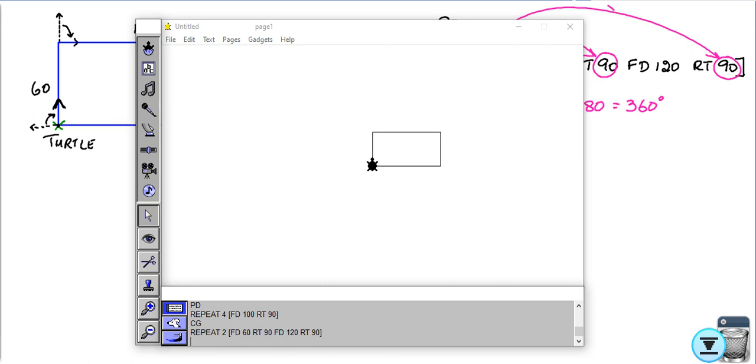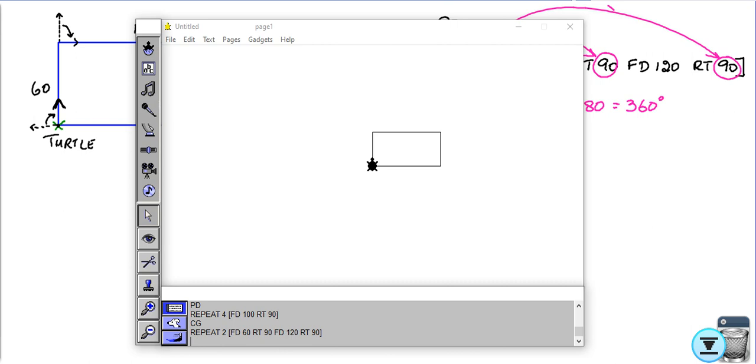So our next polygon is a 5-sided polygon. It's a pentagon. If I want to draw a regular pentagon of sides 120 steps, for example, what are the instructions that I should give to my turtle?